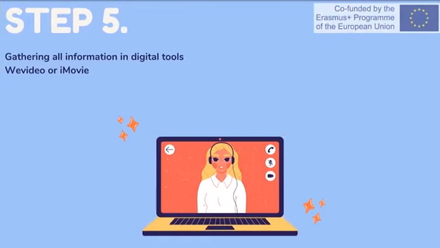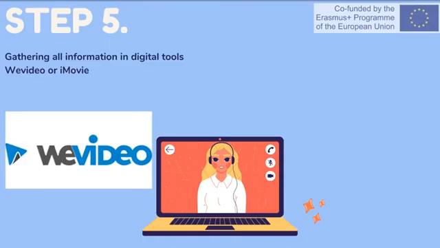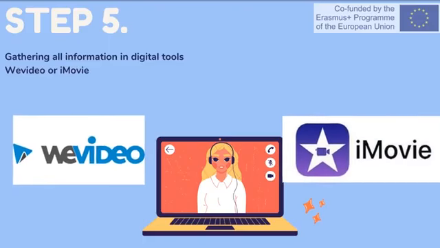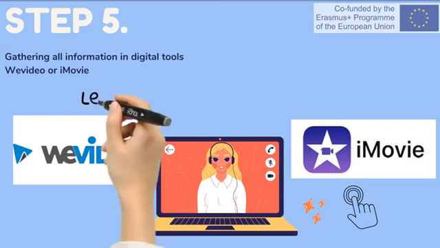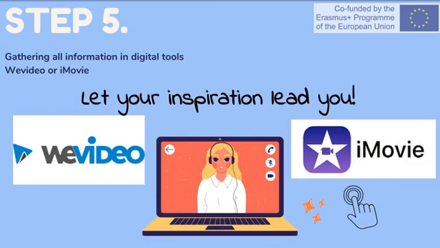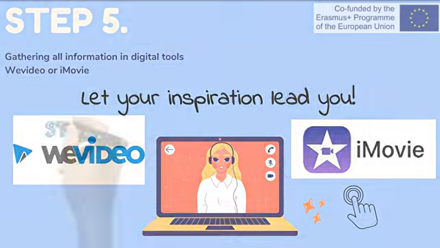Step 6. Gathering information in digital tools. Now is the time to combine everything, the story, images and music together, using appropriate digital tools like WeVideo or iMovie. During this stage, you can blend images, create a unique transition between video clips or images, and incorporate music or sound effects. Let your inspiration and imagination lead you.